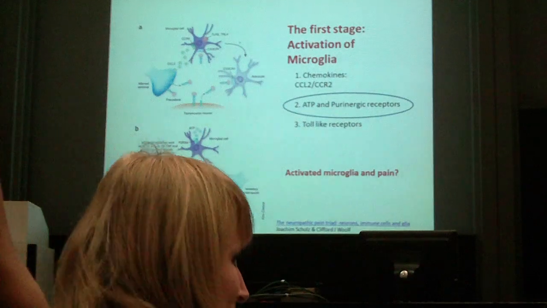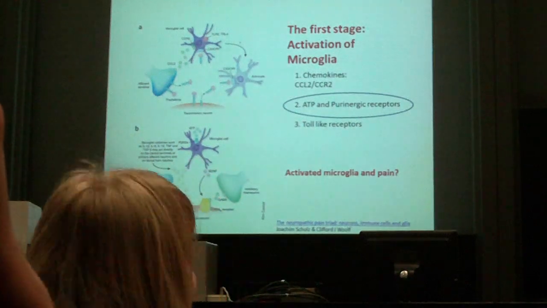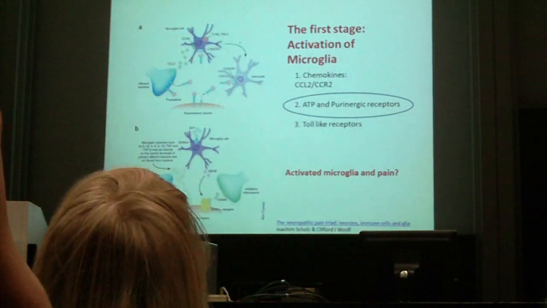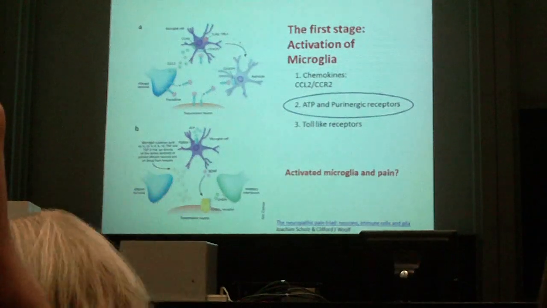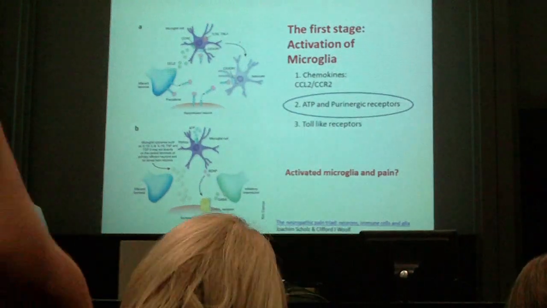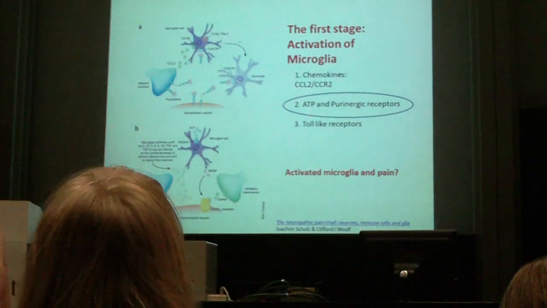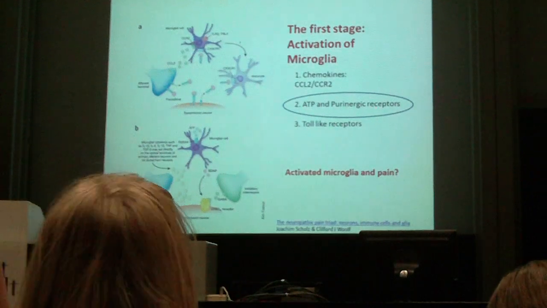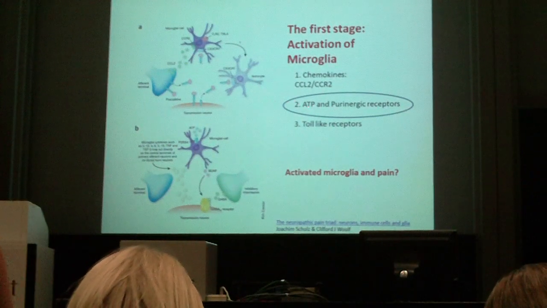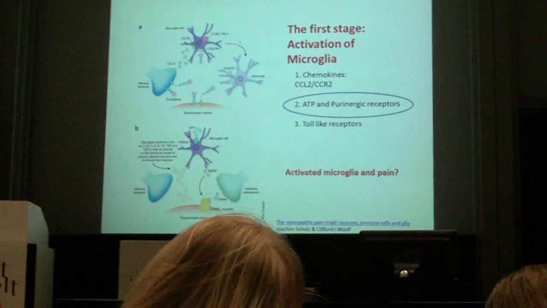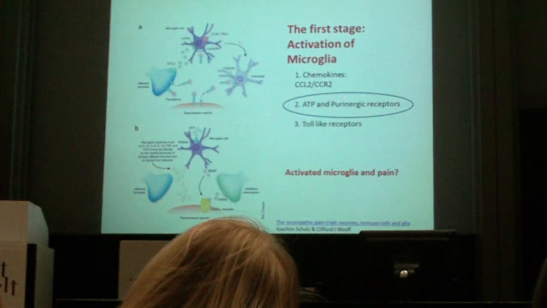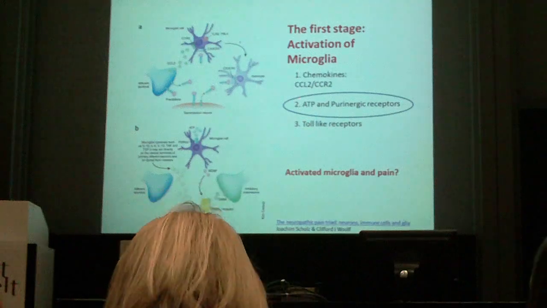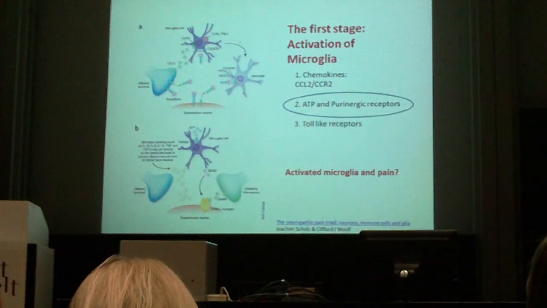So the first stage is the activation of microglial cells. They release chemokines, they present toll-like receptors, and they have purinergic receptors which recognize ATP, and this ATP is released by the afferent.